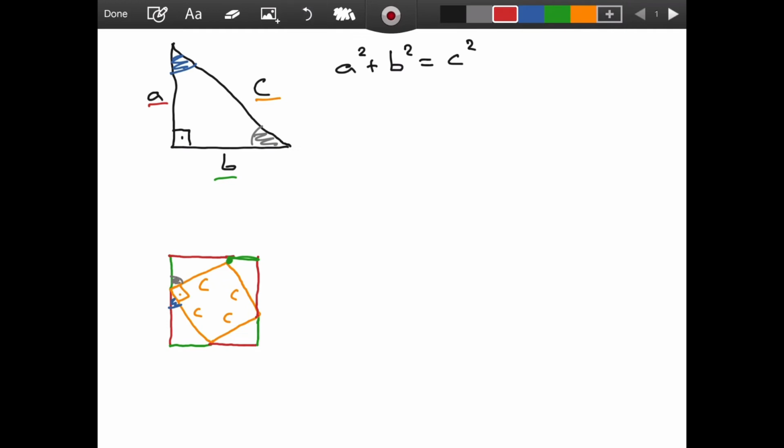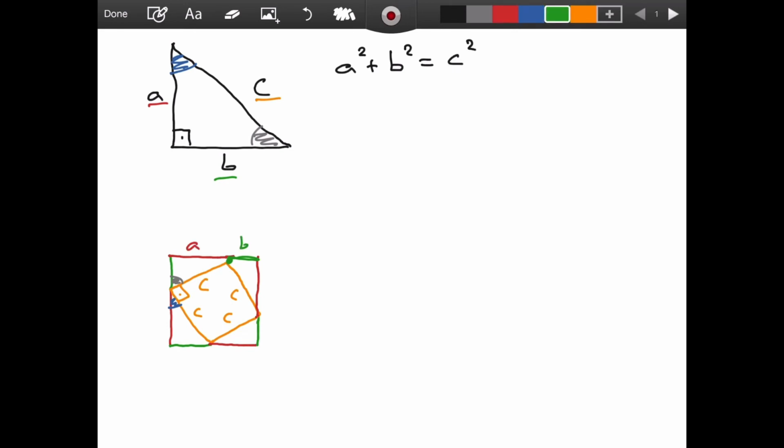hypotenuses, all C's would see each other. That's nice. So, okay, this is cool, but how does this help us to prove the Pythagorean theorem? I claim if we consider the areas, we will get somewhere. And also, let's even name these sides. This is A and B.